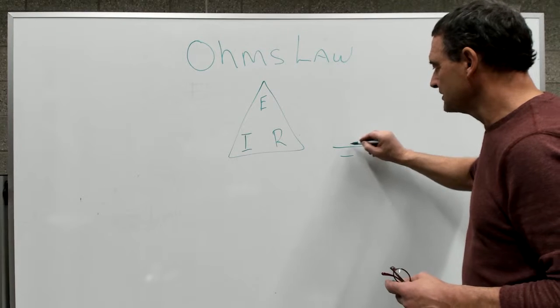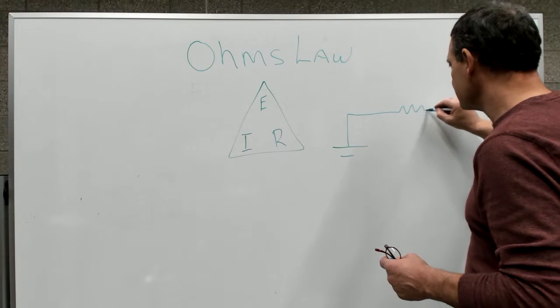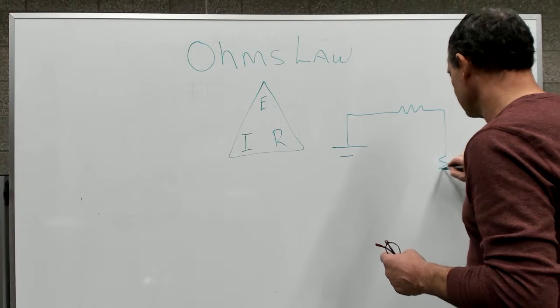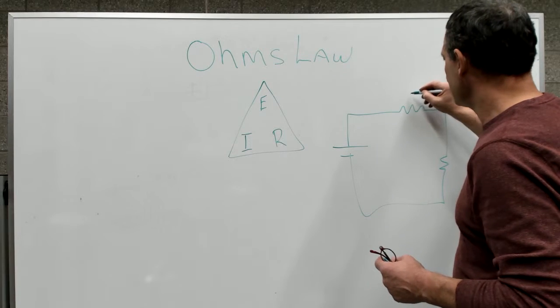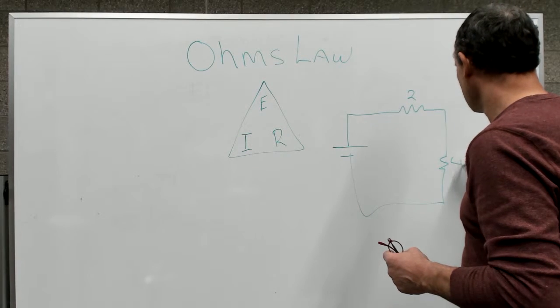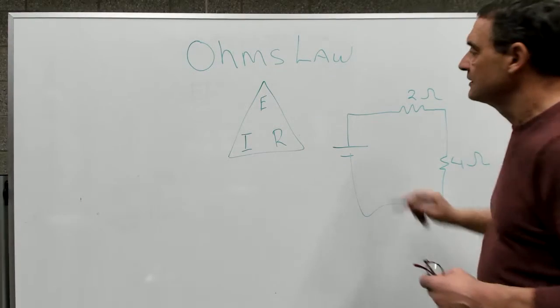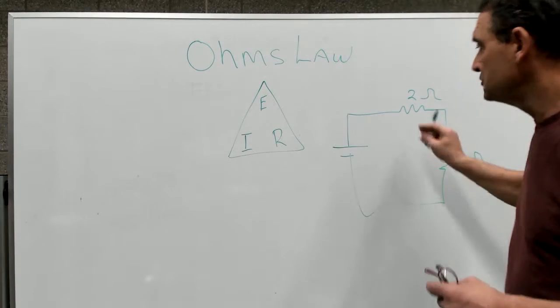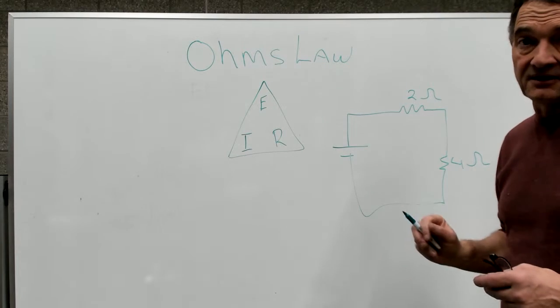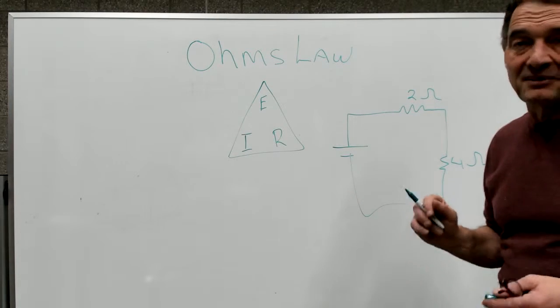So let's just go with a simple series circuit. We're going to put a resistor, or 2, we'll put 2 in there. And we're going to put 2 and 4 ohms. Ohm's law states that if you know any 2 values in a circuit, you can come up with the other. So a lot of times this is like solving a puzzle.